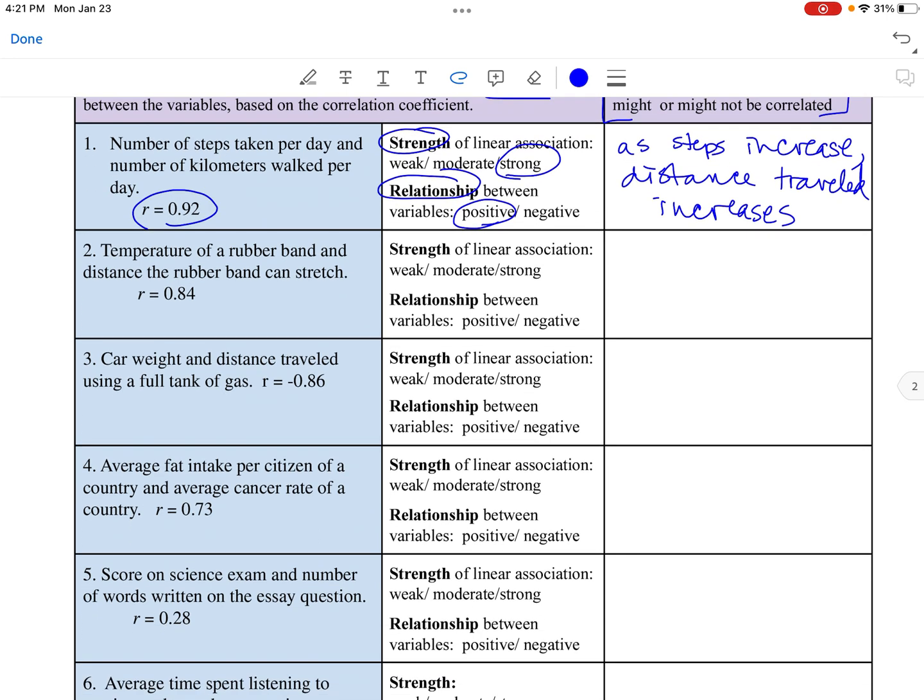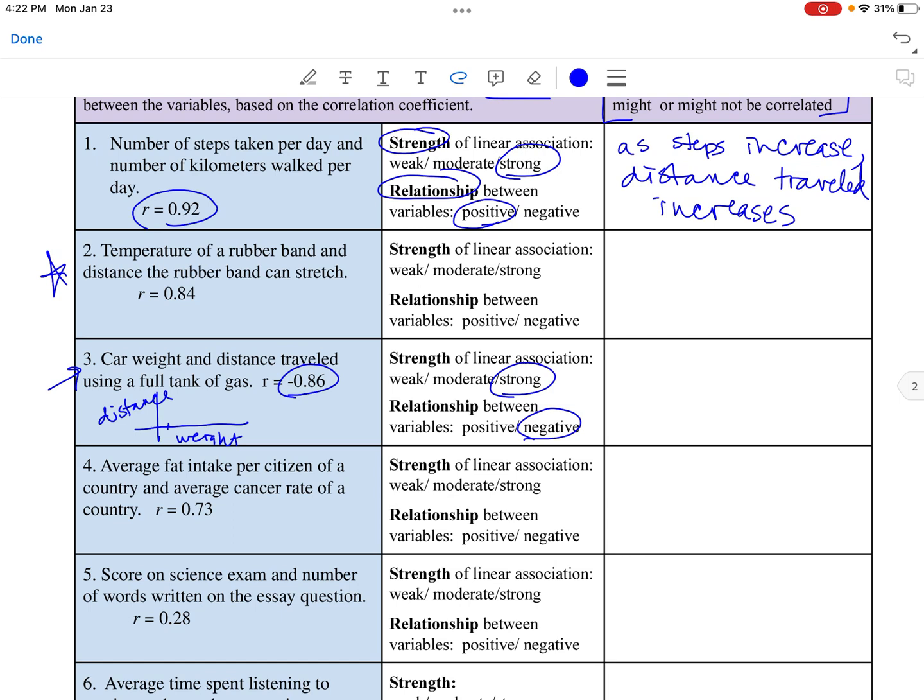Okay, let's do another one together. Here's one, you'll do this one on your own. Car weight and distance traveled using a full tank of gas. So we see the R here is negative. It's still a pretty big number, close to -1, so I would say this is still a strong association, and it's a negative relationship. And let's see, so this is the weight of the car, and this is how far it can get on a tank of gas.